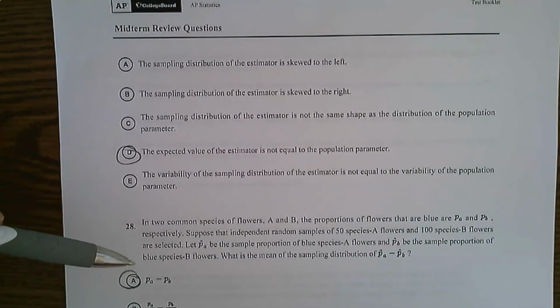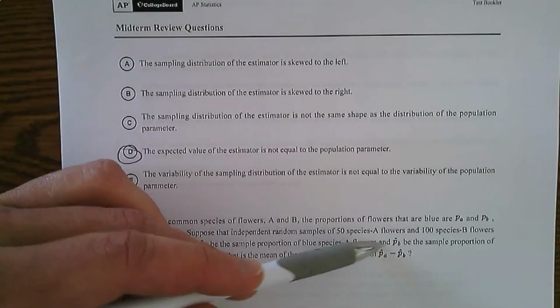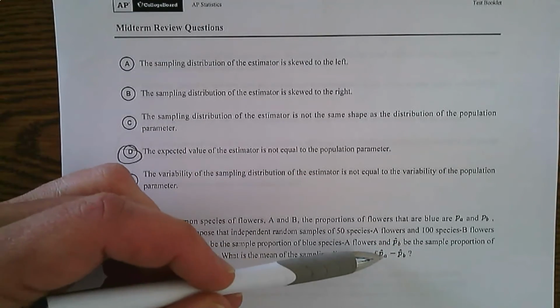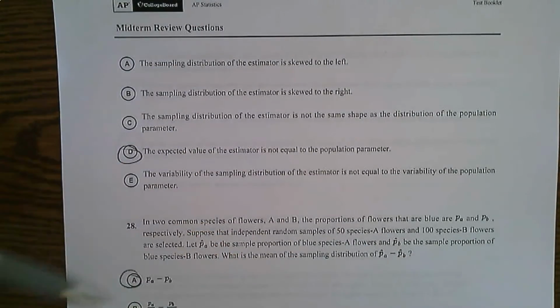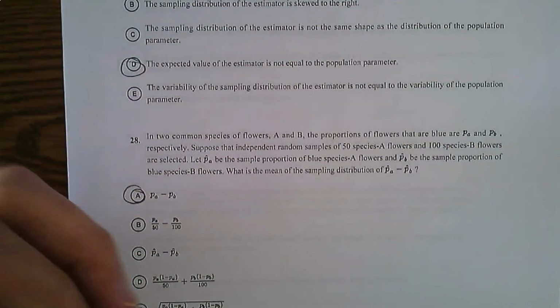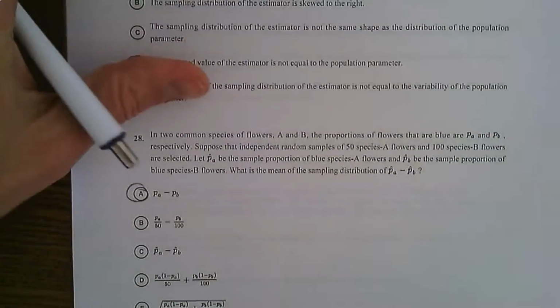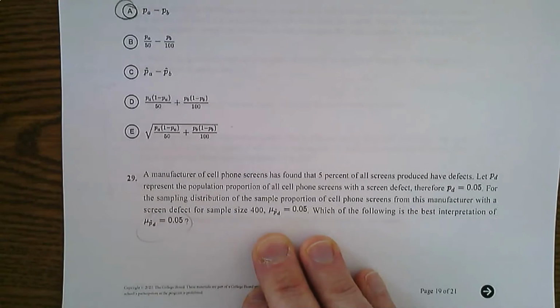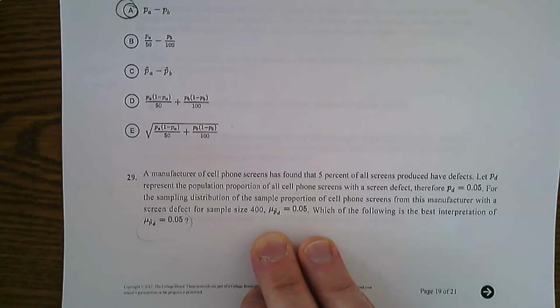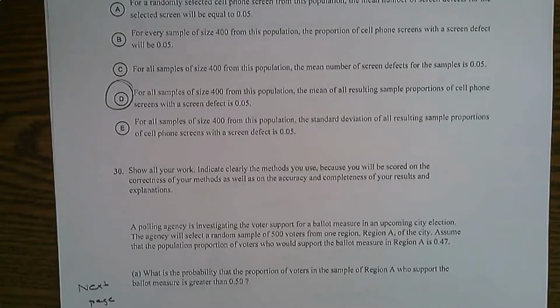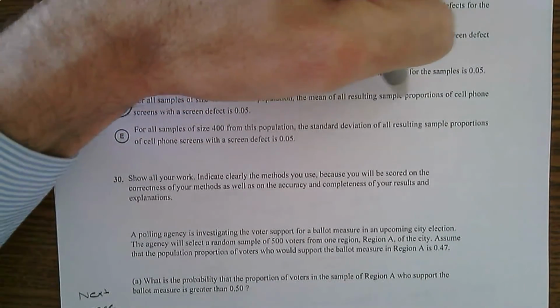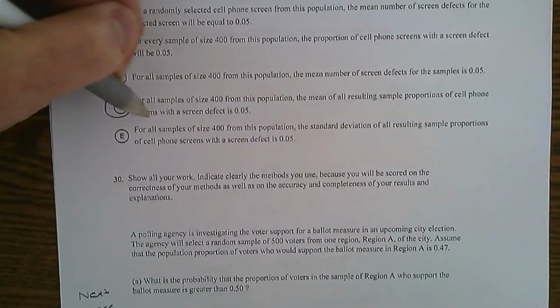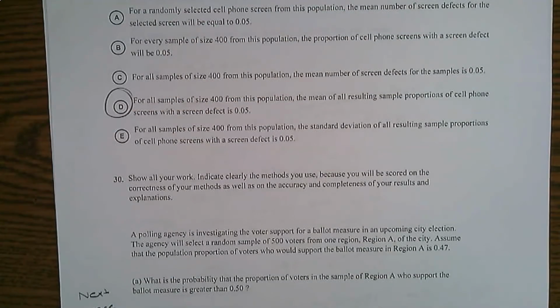All right, question 28. What's the mean of this sampling distribution? It's the true proportion for A minus the true proportion for B. All right, question 29. What's the best interpretation of this 0.05? Well, this is the mean of all the sample proportions. And that's what choice I'm looking for. The mean of all the resulting sample proportions of cell phone screens with a screen defect is 5%. It's got to be for all sample proportions because it's from the sampling distribution.